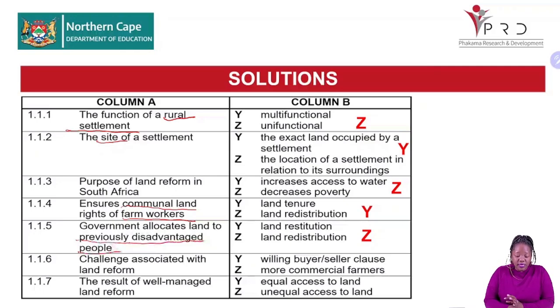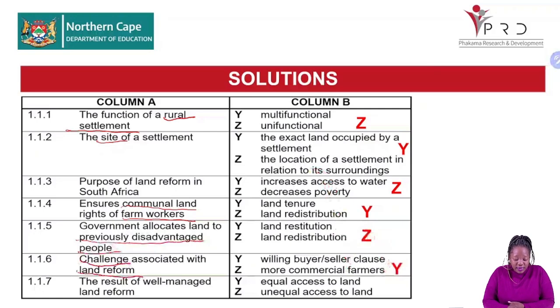Then number 6, the challenge associated with the land reform. While we have the willing buyer as well as the willing seller clause, and there are more commercial farmers. Remember, we are talking about the challenge or the disadvantage of this land reform. Remember, we said the willing buyer as well as the willing seller clause.